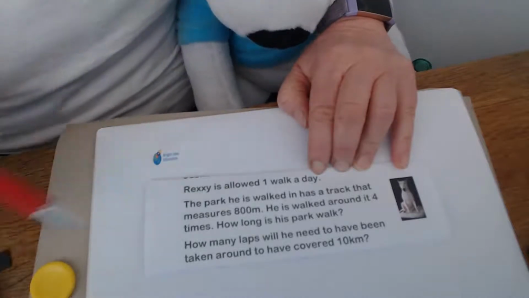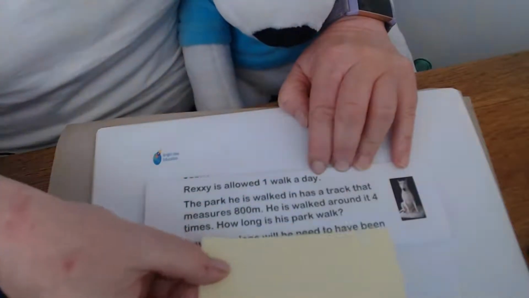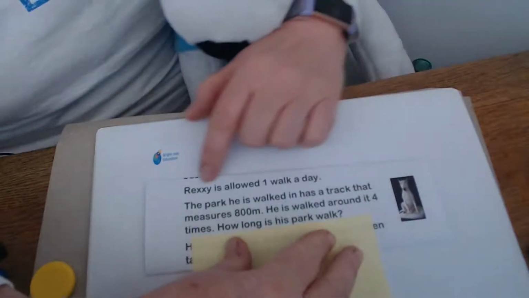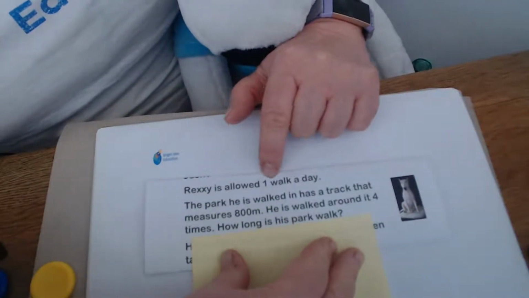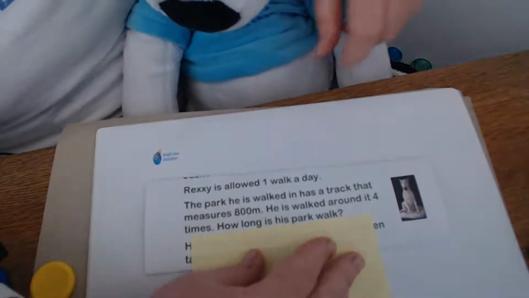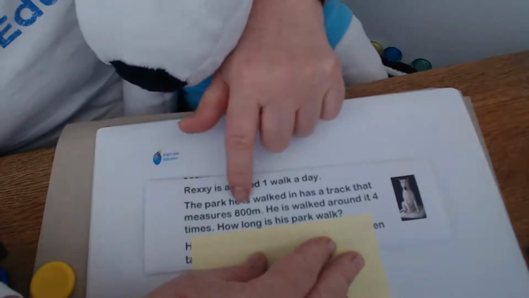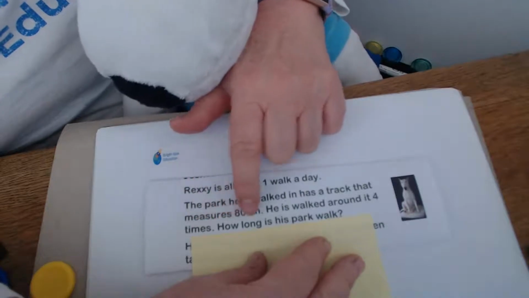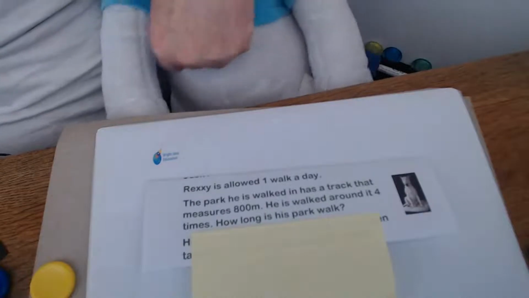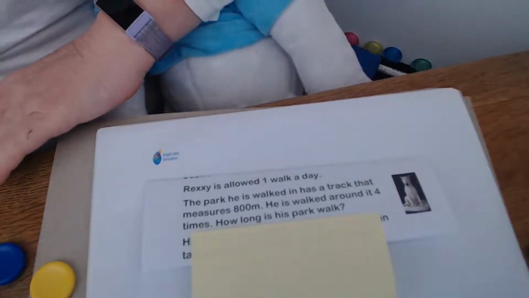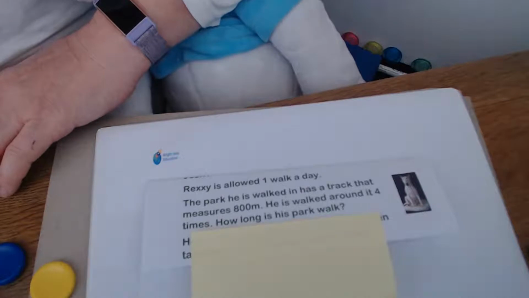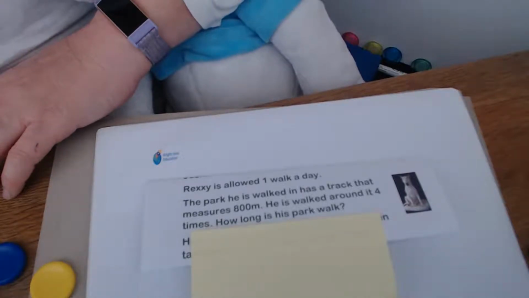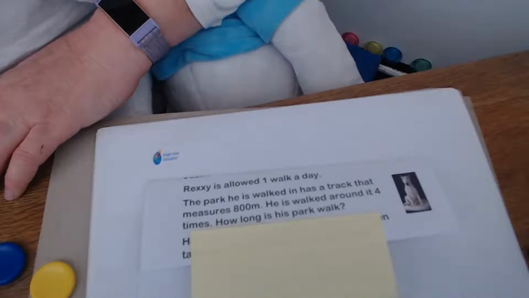Okay, so let's just do this bit first of all. Just hide that second bit. Okay, Rexy is allowed 1 walk a day. He's just confirming that that is true. The park he has walked in has a track that measures 800 meters. He has walked around it 4 times. How long is his park walk? Show me the multiplication equation, please. Don't just give me the answer. Show me your thinking. And I want units of measure as well, please.